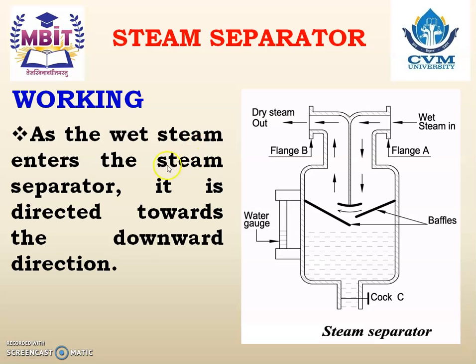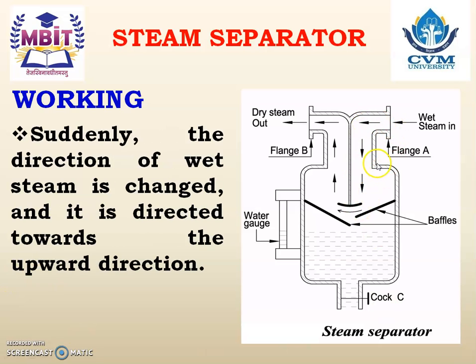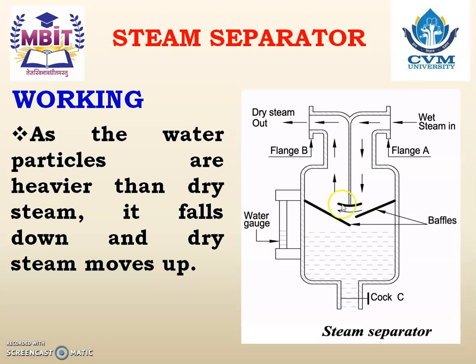Working. As the wet steam enters the steam separator, it is directed towards the downward direction. Suddenly, the direction of wet steam is changed, and then it is directed towards the upward direction. So here, the direction is changed, and now the steam is directed towards upward direction. As the water particles are heavier than dry steam, it falls down and dry steam moves up.